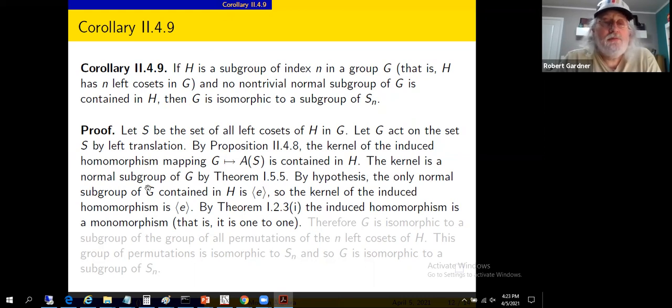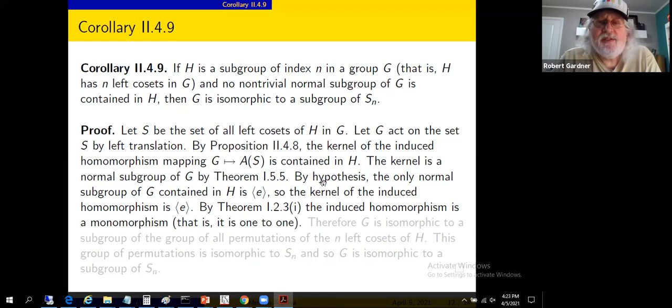The kernel of any homomorphism is a normal subgroup. Theorem 1.5.5 told us kernels of homomorphisms are themselves normal subgroups of a given group. Again, here's the input group, here's the output group of the induced homomorphism, but we never gave the induced homomorphism itself a name. So the kernel of that mysterious induced homomorphism is a normal subgroup of G, and we know it's contained in H by the previous result.